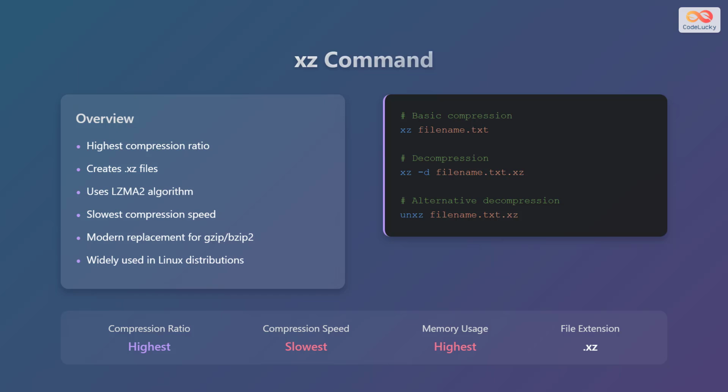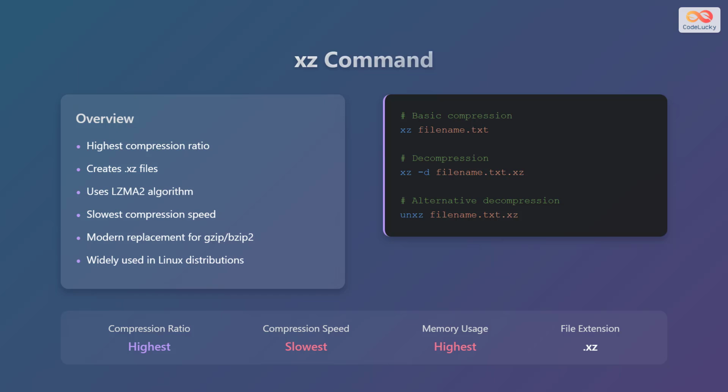To compress a file, type xz followed by the file name like filename.txt. To decompress, use xz with the -d option followed by the compressed file name, such as filename.txt.xz. Alternatively, you can use the unxz command followed by the compressed file name.